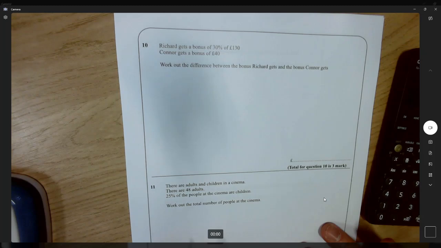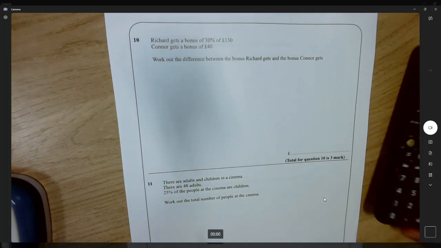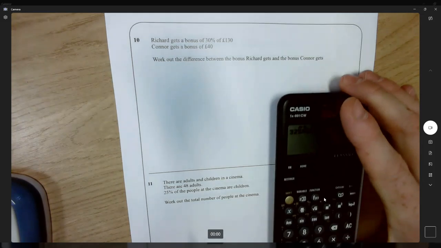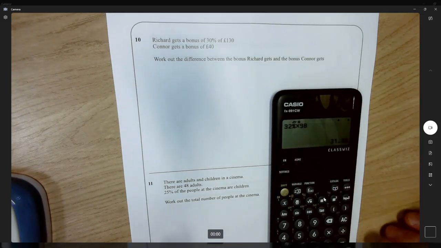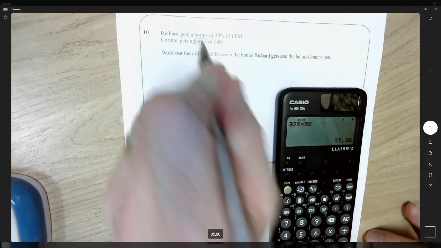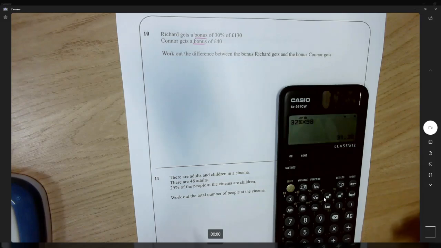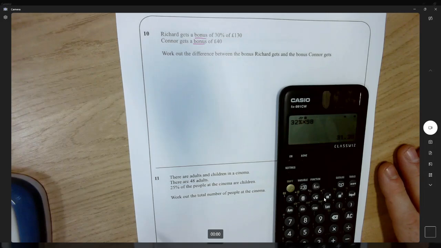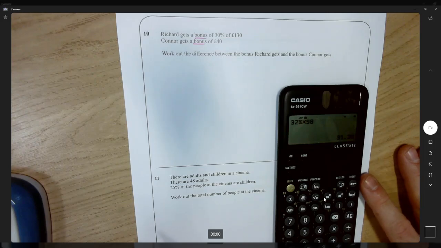Okay, moving on. So the only difference now with percentage questions is that you'll just get little added bits to it. So the first ones we're going to look at is, for example, when you get bonuses. So a bonus means when you get an increase in your pay. So you get a fixed amount of pay, and then you may, due to your performance or due to sales, get an extra bonus. So it says Richard gets a bonus of 30% of 130 and Connor gets a bonus of 40. Work out the difference in the bonus Richard gets and the bonus Connor gets.